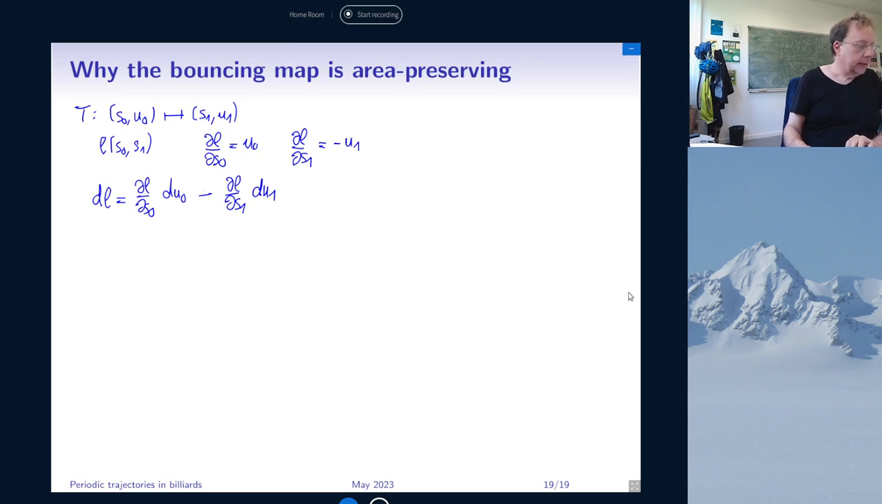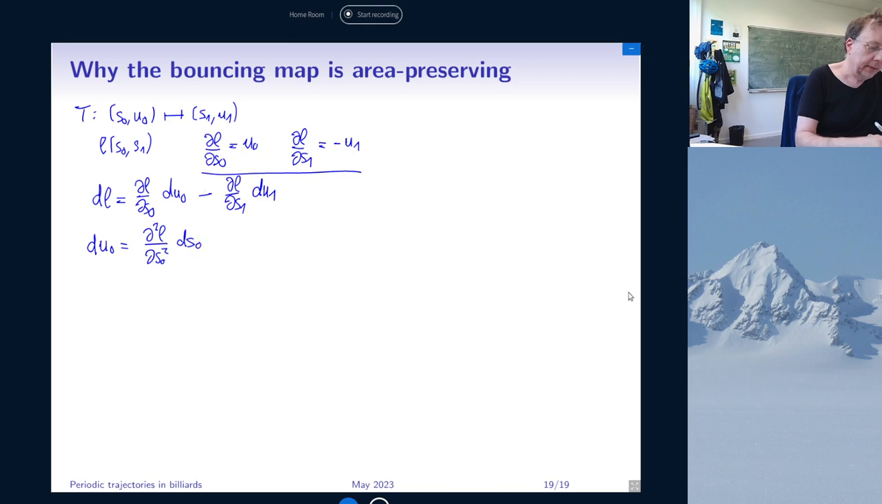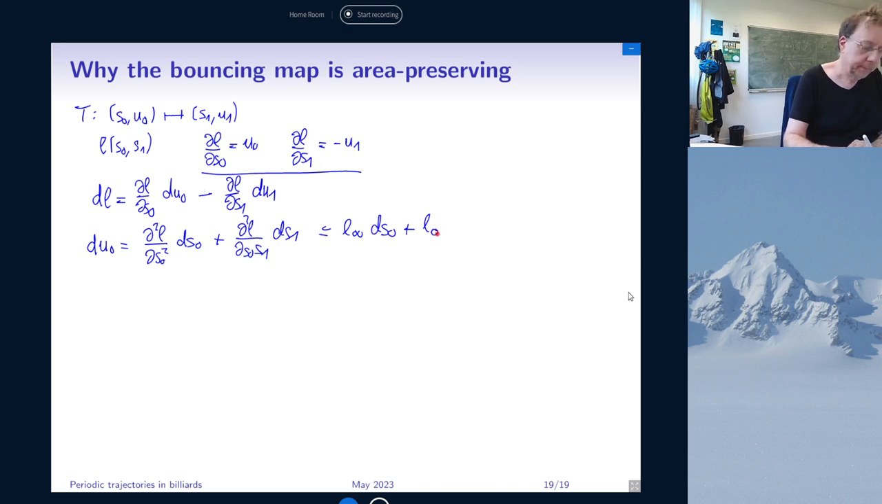So now the idea is to take one more derivative of this relation. So you see, if I take this relation here, what I can write is that du0 is equal to the second derivative of L with respect to S0, ds0, plus the second derivative with respect to S0 and S1, ds1. And now just to simplify notations, let me write this as L00 ds0 plus L01 ds1.